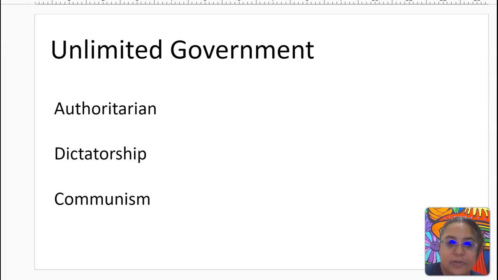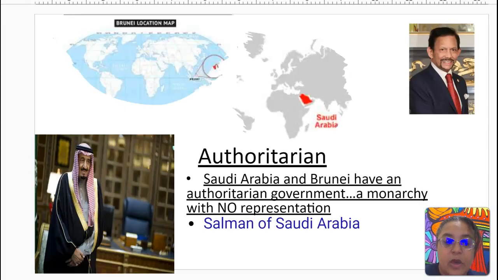Unlimited government: authoritarian, dictatorship, and communism. Authoritarianism. Saudi Arabia and Brunei have an authoritarian government, a monarchy with no representation.